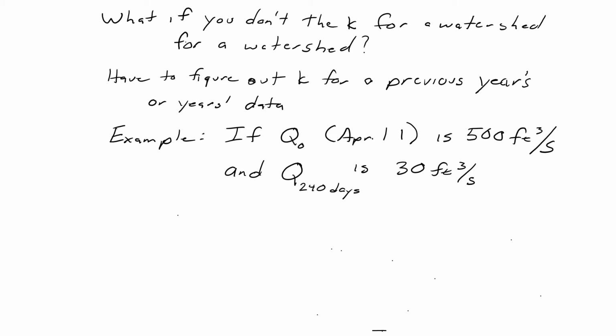Okay, so it's 500 cubic feet per second on April 1st. 8 months later, so much groundwater has been transferred from these alluvial aquifers into the stream. Now we're down to 30 cubic feet per second. What we can do is take our baseflow recession equation, Q equals Q naught e to the negative kt. We actually have everything now but k, and we can now solve for k. We did this last week, but I think it's worth going through again.